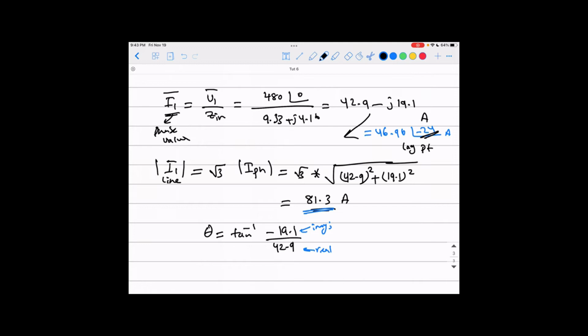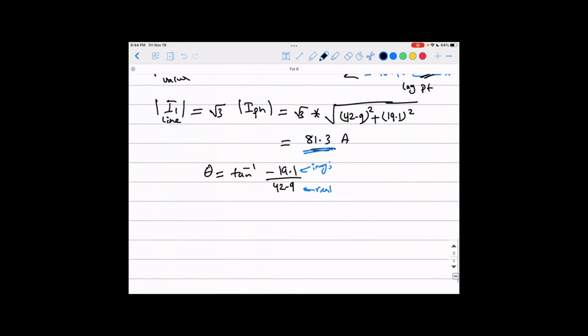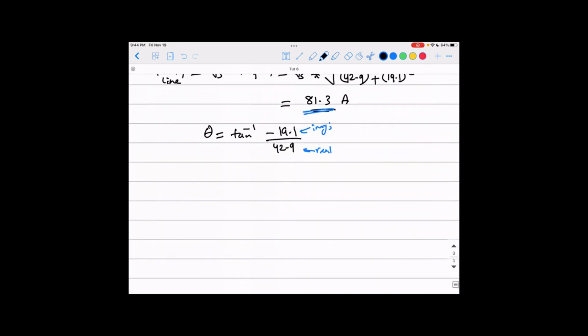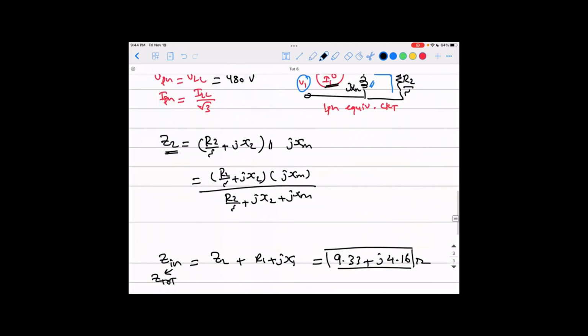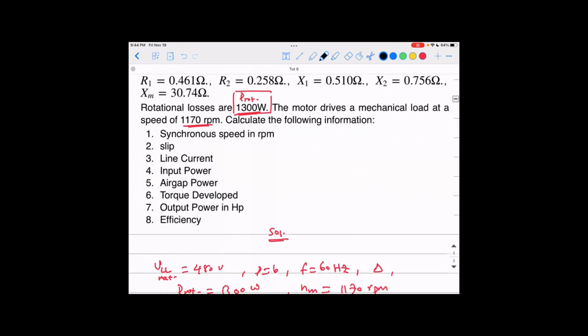So you need to double check this all the time. The current going to the stator will always have a negative angle. That means most of the time it has a negative imaginary part. Okay, that's something cool to look at. Okay, guys, nice. So that's the input or line current.